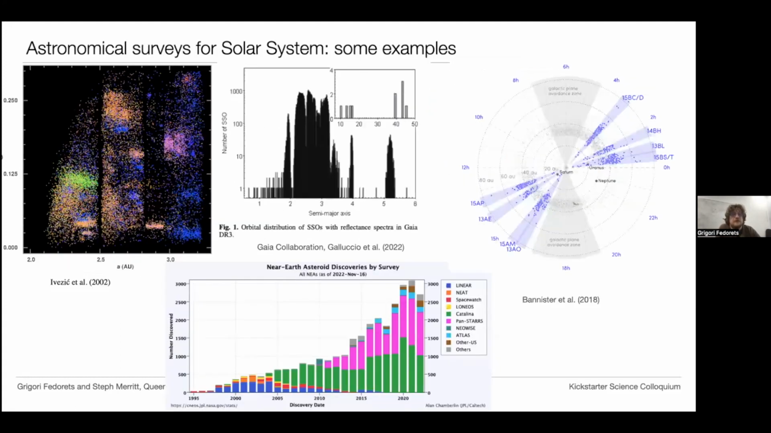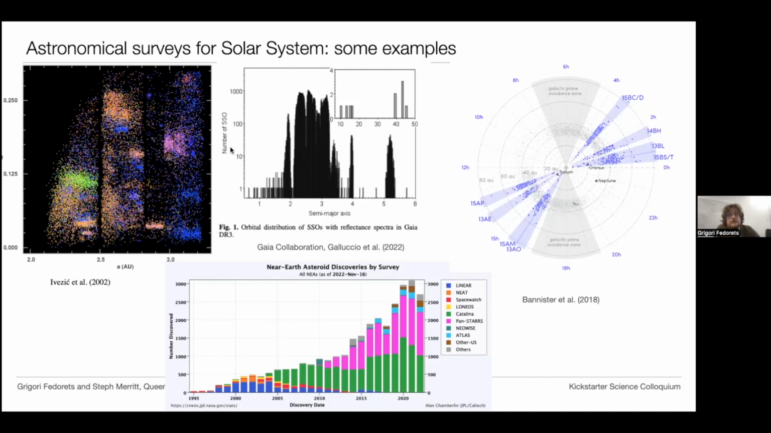The observations come mostly from astronomical surveys. Here's just an example of the different types of surveys that have been conducted for the solar system. This is of course not exclusive. Many different surveys exist, but here are some significant results. Here is the plot from the Sloan Digital Sky Survey, a photometric survey showing the different colors of asteroid families in the main asteroid belt.